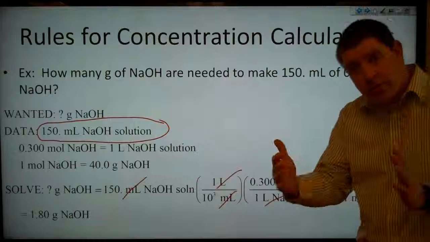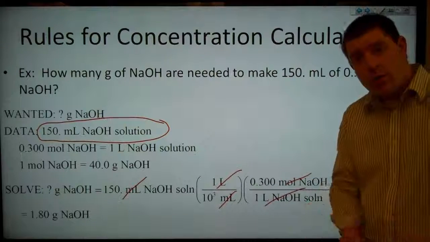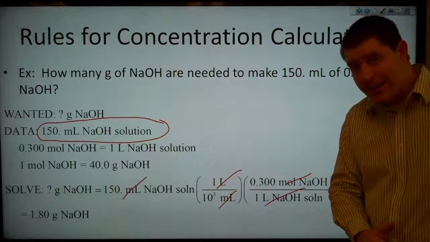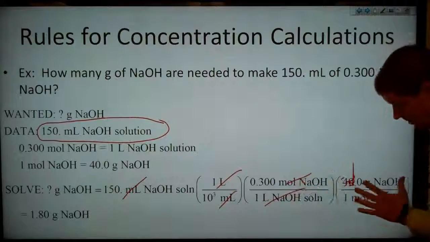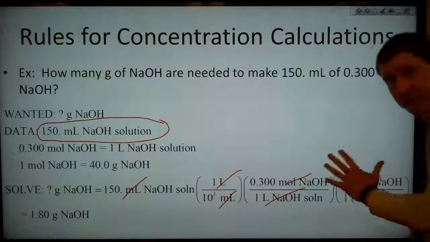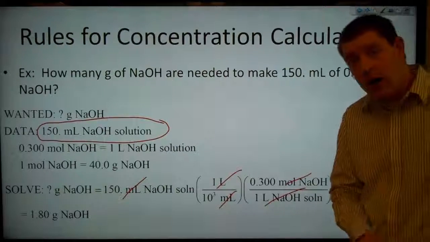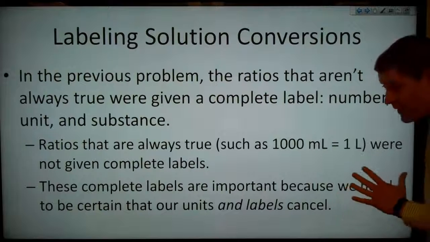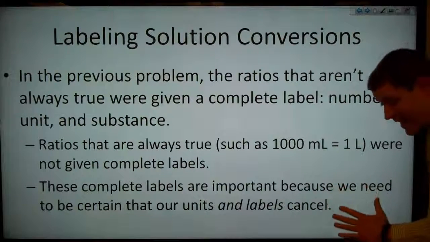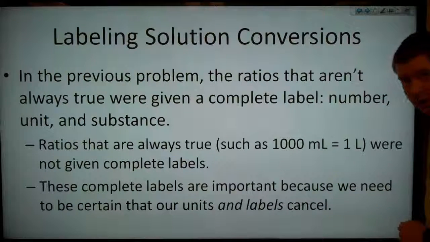1 liter of some substance is equal to 1,000 milliliters of that substance. So we don't need to have the complete labels here. We do need to have the complete labels on all the others, which aren't necessarily true for other substances. So these complete labels are important because we need to be certain that our units and the labels are canceling.